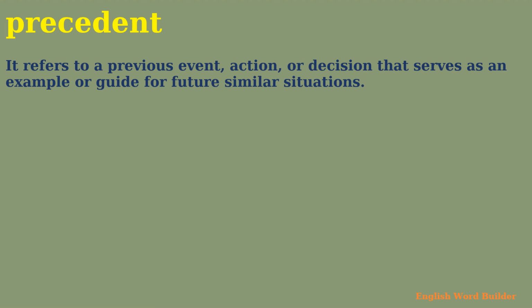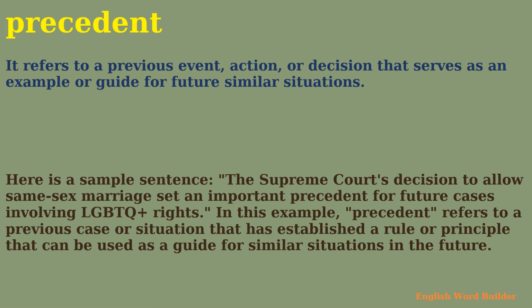Precedent. It refers to a previous event, action, or decision that serves as an example or guide for future similar situations. Here is a sample sentence. The Supreme Court's decision to allow same-sex marriage set an important precedent for future cases involving LGBTQ rights. In this example, precedent refers to a previous case or situation that has established a rule or principle that can be used as a guide for similar situations in the future.